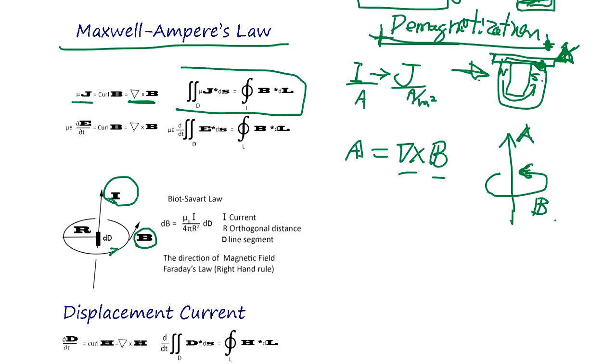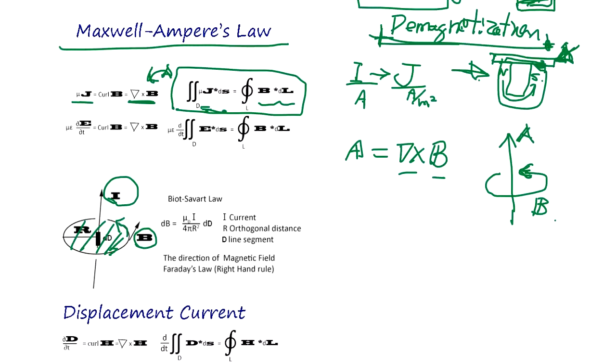The current, this is the integral form. They are the same thing, just a different form. The integral form looks like this. That means you integrate the B along this line, same as integrating all the current within this circle.